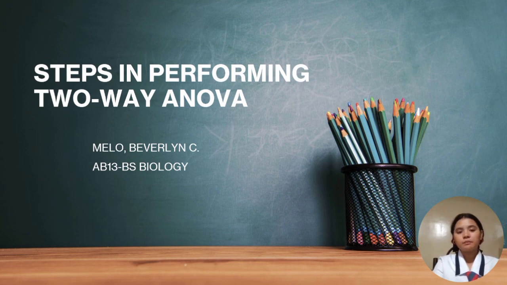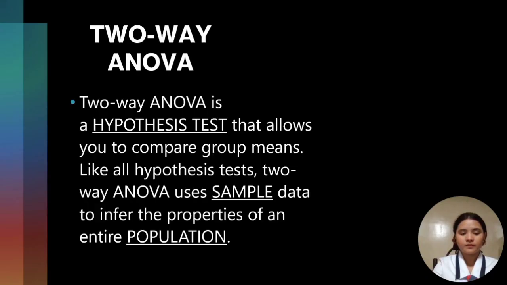Today I will be discussing the steps in performing a two-way ANOVA. But before we perform the two-way ANOVA, let us first define what is a two-way ANOVA. A two-way ANOVA is a hypothesis test that allows you to compare group means. Like all hypothesis tests, two-way ANOVA uses sample data to infer the properties of an entire population. In this lesson, I have provided a step-by-step instruction for using Excel to perform two-factor ANOVA and then interpret the results.